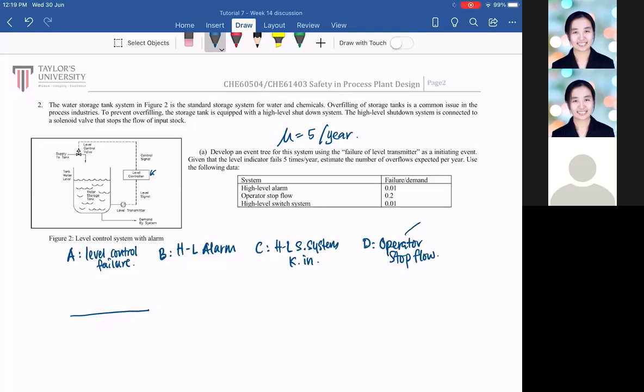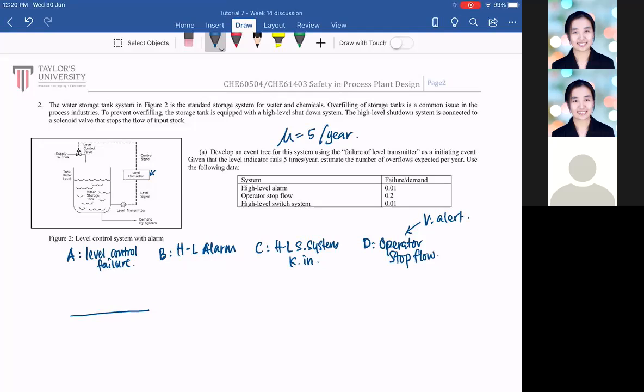Operator to stop flow is when the high level alarm rang, or unless we assume, because there are a few scenarios, that operators will only solve it when the alarm rang, or operators are very alert even without the alarm, they notice that. So it really depends on how you want to craft your scenario. Okay, so we will craft the scenario saying that assuming that they are very alert. Okay, so meaning even without the high level alarm, they will turn off the flow. So with or without the alarm system, the operator turns it off.